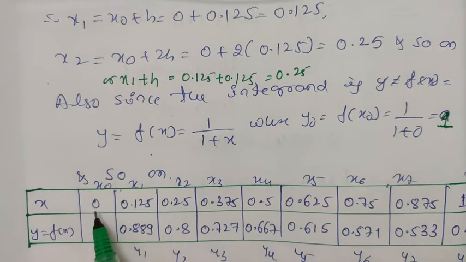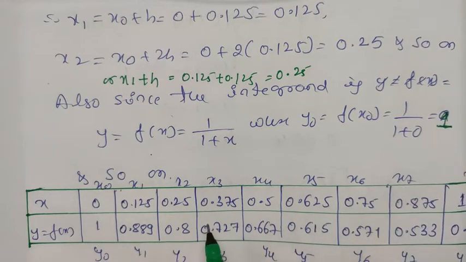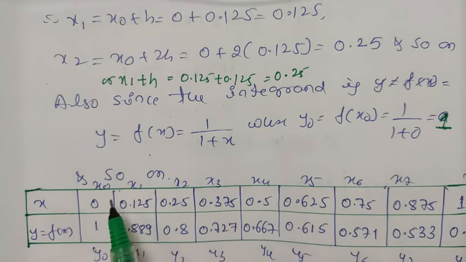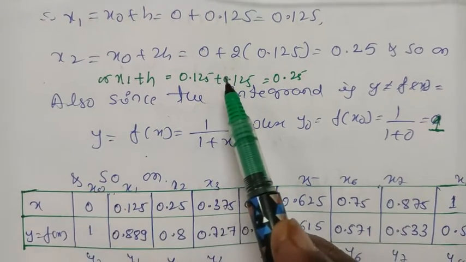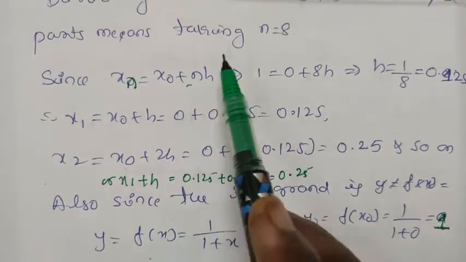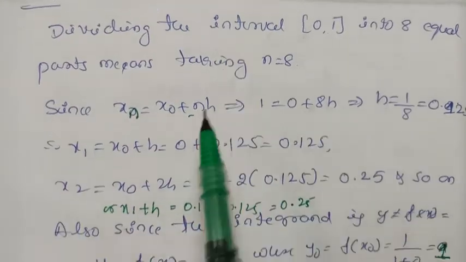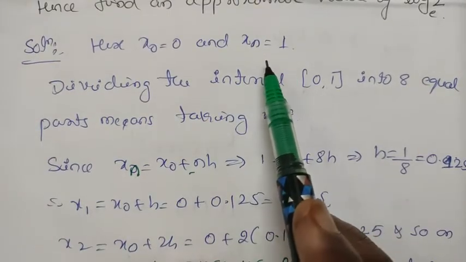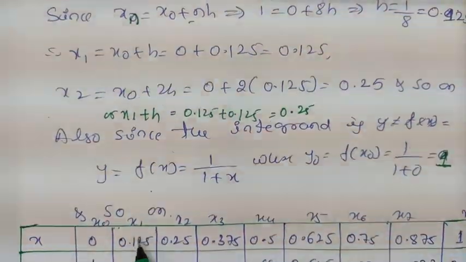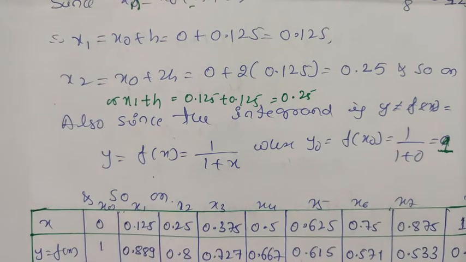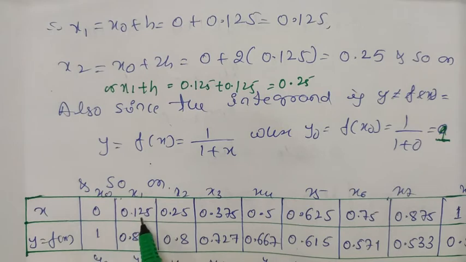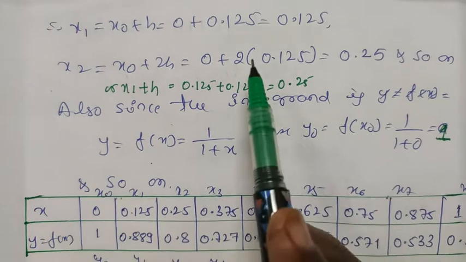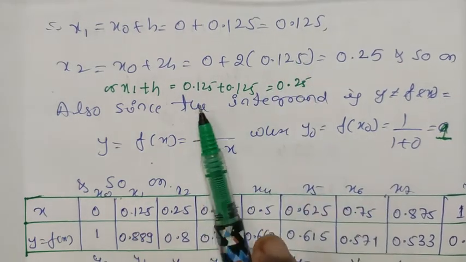You have to start from 0 and continue up to 1. First I will make the x column so that it becomes easy to simplify. x0 is 0, as given. Then x1 is 0 plus 0.125, because h is 0.125.